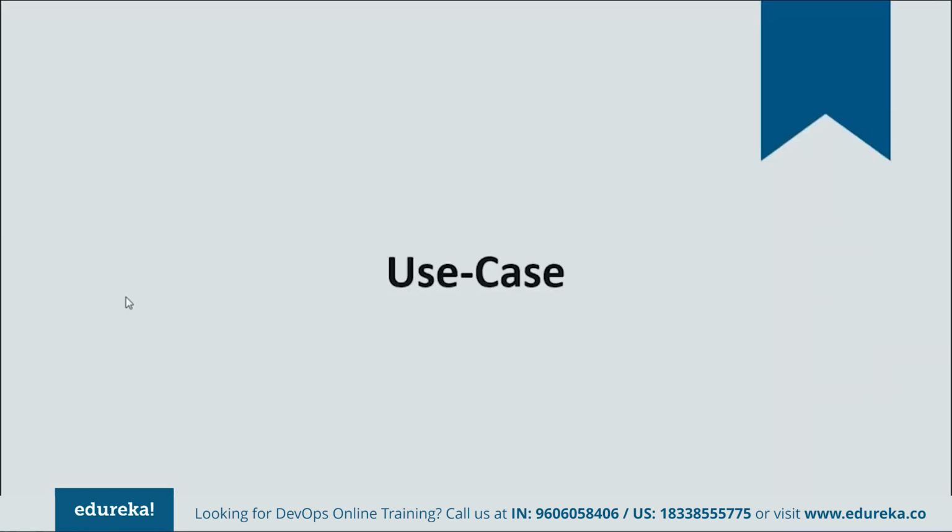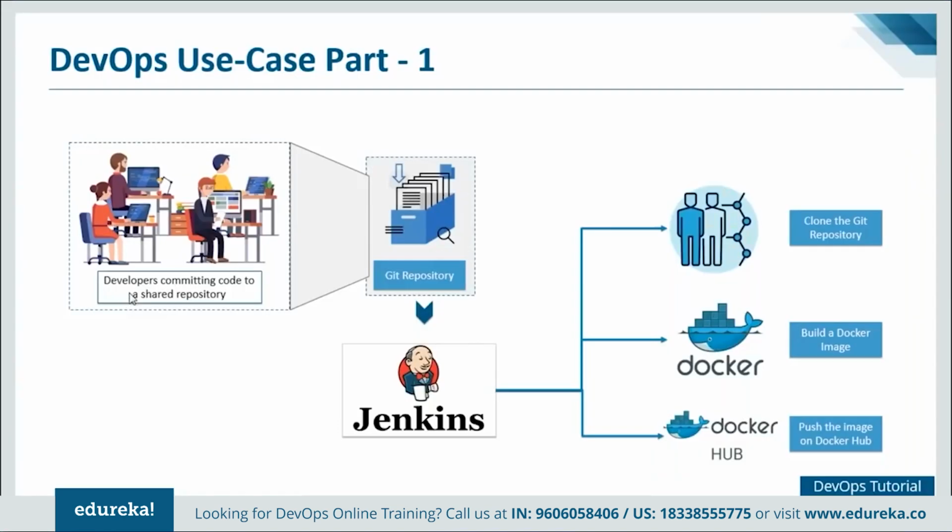Now comes the most awaited topic of today's session, which is our use case. Let's see what we are going to implement. This is what we'll be doing. We have a Git repository, right? Developers will be committing code to this Git repository, and from there, Jenkins will pull that code and first clone that repository. After cloning, it will build a Docker image using a Dockerfile. We have that Dockerfile, and we'll use it to build an image. Once that image is built, we are going to test it and then push it onto Docker Hub.